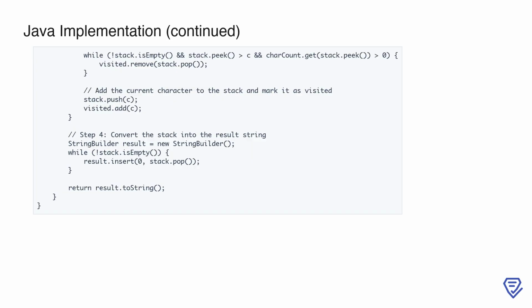After iterating through all the characters in the string, we move to constructing the final result. To do this, we initialize a string builder and repeatedly pop characters from the stack, inserting them at the beginning of the string builder. This ensures that the characters are in the correct order, as the stack naturally maintains the reverse order of insertion. Finally, we return the resulting string built from the string builder, which is the smallest subsequence of distinct characters in lexicographical order.